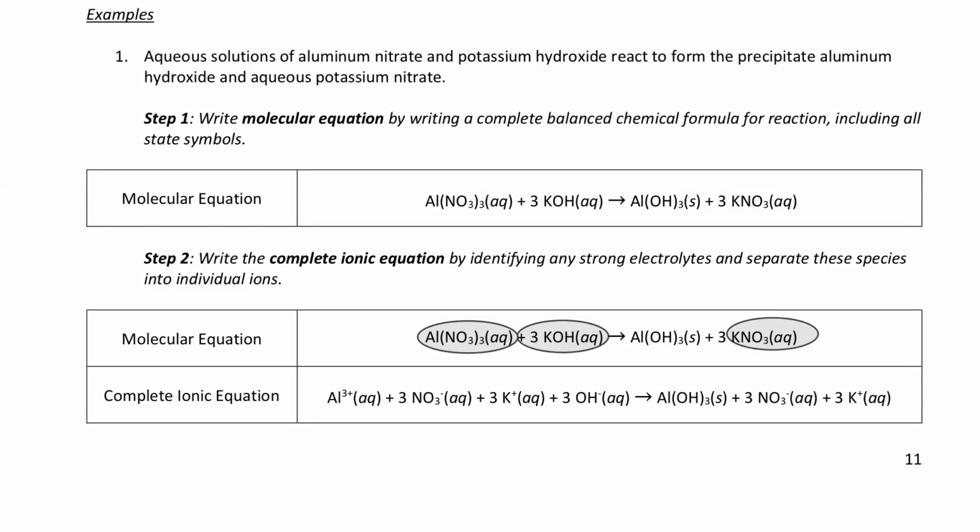All right. This example, we've got aqueous solutions of aluminum nitrate and potassium hydroxide react to form the precipitate aluminum hydroxide and aqueous potassium nitrate. In this particular example, you are told what the physical states are specifically. Okay, aqueous, precipitate, aqueous. All right, when you write your equation, you will have to use those physical states. All right, so that's what I went ahead and did. I wrote my equation, I balanced it out.